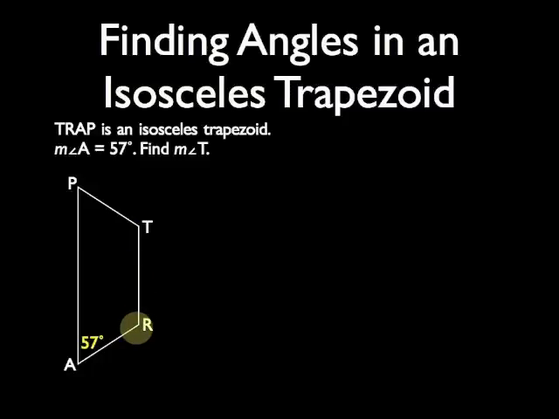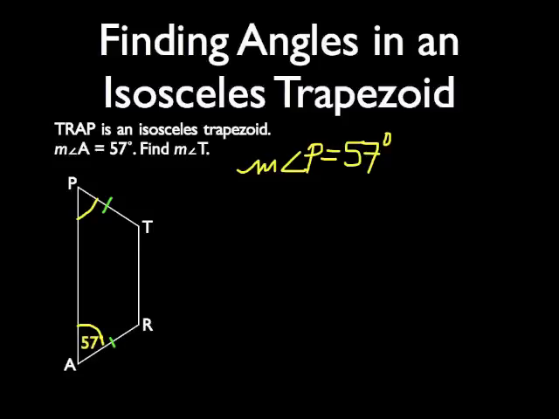Here we have the isosceles trapezoid TRAP. And because we know that the non-parallel sides are legs, and in an isosceles trapezoid, the legs are congruent. But what's even more important is we just learned the isosceles trapezoid theorem, which means that each pair of base angles are congruent. So angle A and angle P must be congruent. We know that the measure of angle P is going to be 57 degrees.